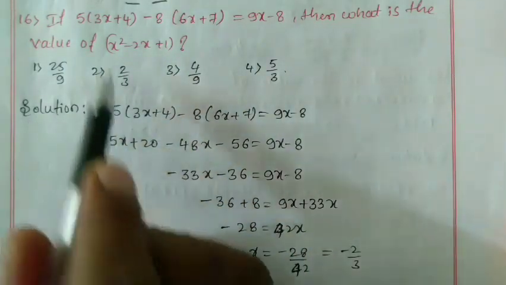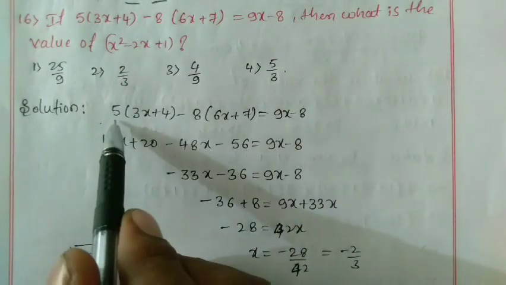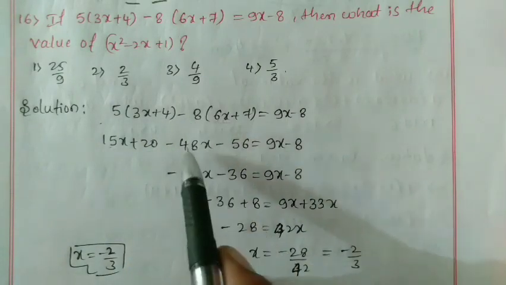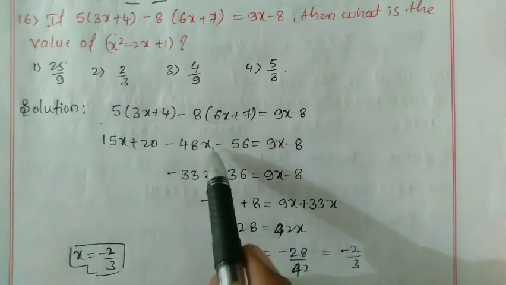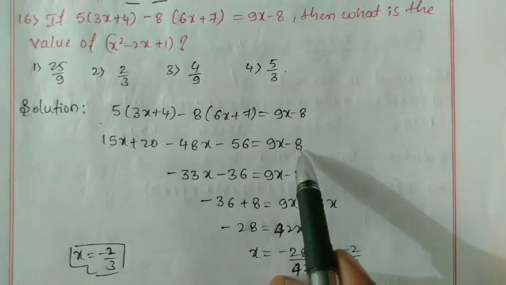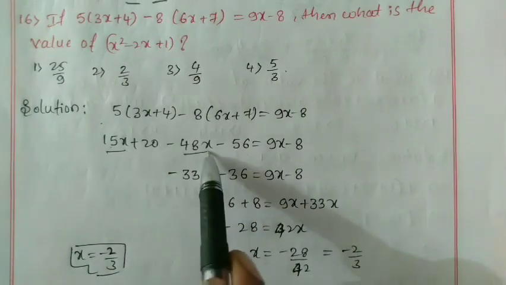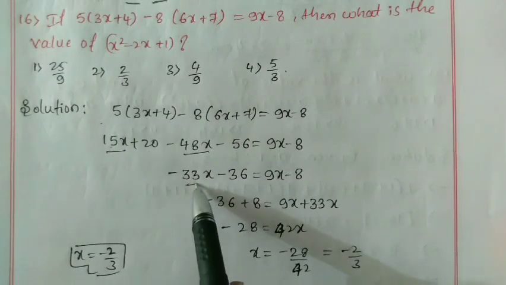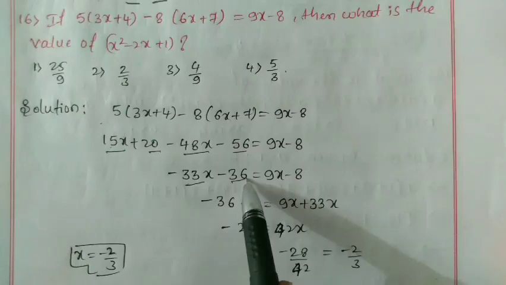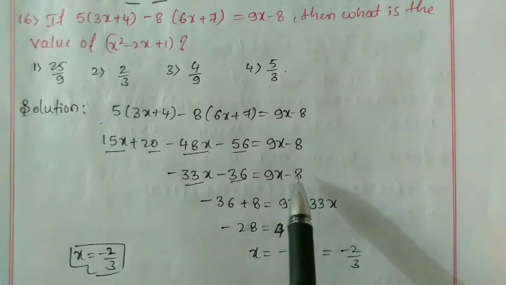So in the solution you can write 5 into 3x plus 4, the given equation. After that, 5 times 3 is 15x, plus 5 times 4 is 20, minus 8 times 6 is 48x, minus into plus is minus, 8 times 7 is 56, which equals 9x minus 8. You can write this as it is. So 15x minus 48x is minus 33x, and minus 56 plus 20 is minus 36, which equals 9x minus 8.